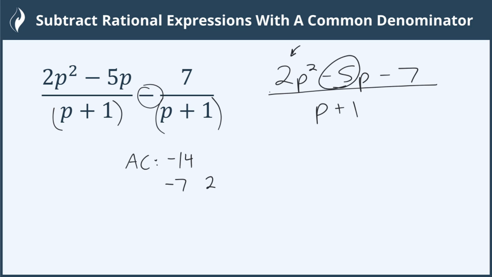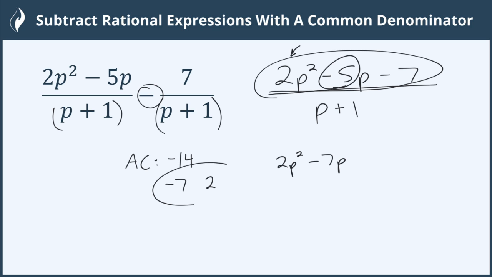So we are going to rewrite this polynomial. We're going to say 2p squared and then minus 7p. We're taking these two numbers and we're replacing this negative 5p with these two numbers. So negative 7p plus 2p minus 7. And so now we do factor by grouping.